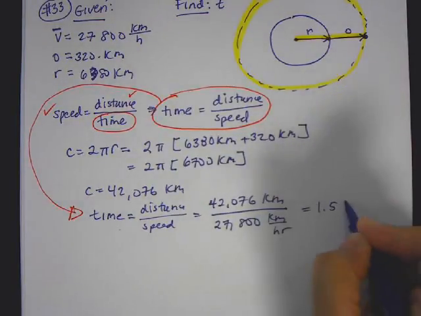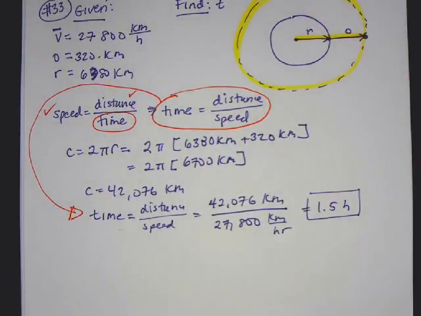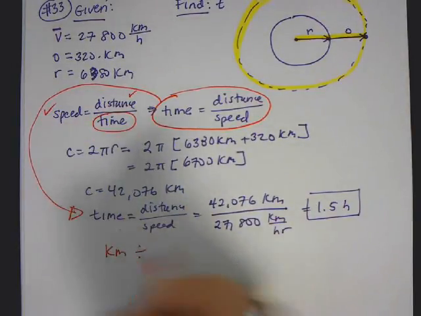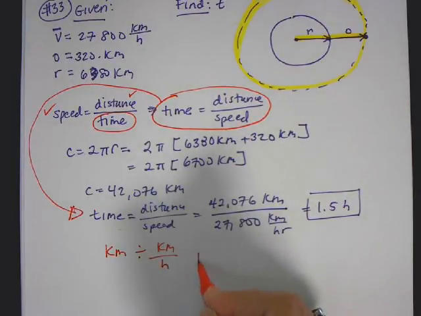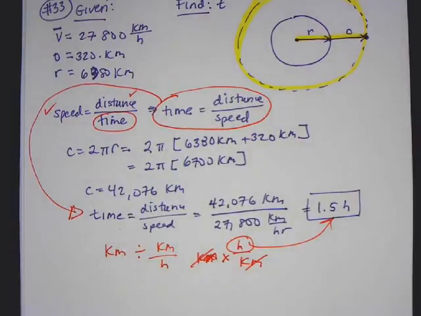Now the unit is supposed to be hours, but I need to remember, in physics we have a foolproof way to check our work. So in the numerator I have a kilometer divided by a kilometer over an hour, which is a kilometer times an hour over a kilometer. These cancel and I end up with hours, which is my correct unit for time.